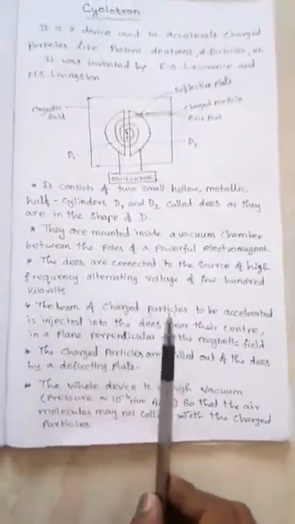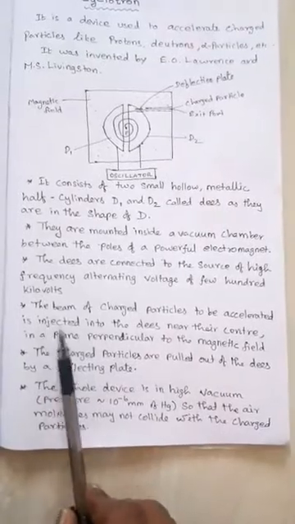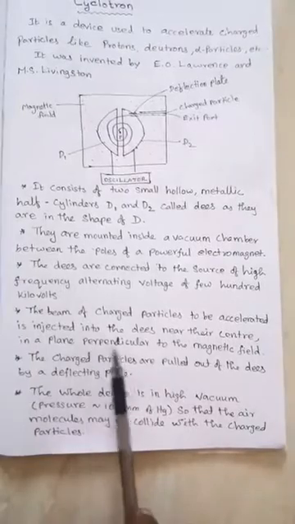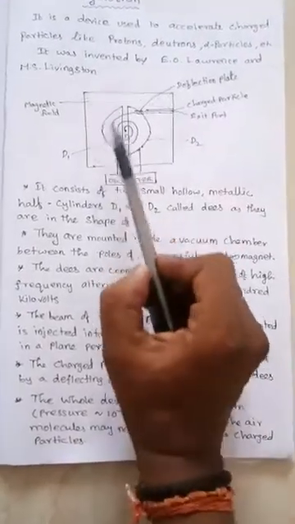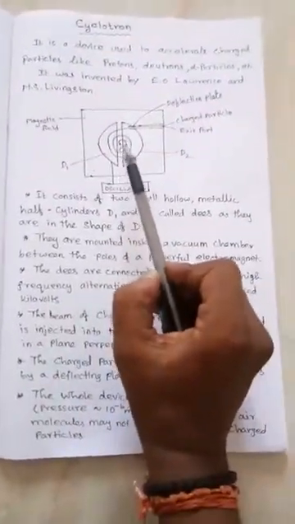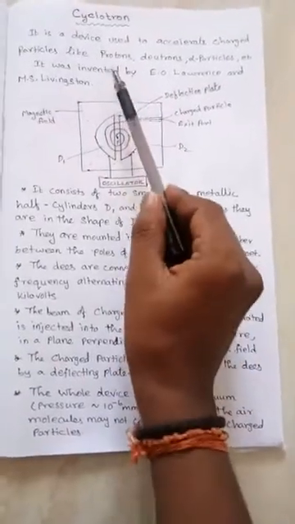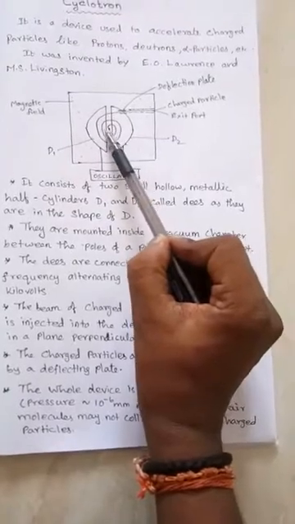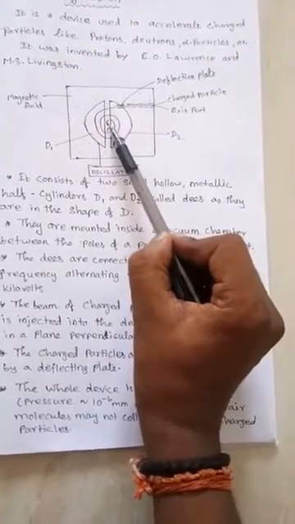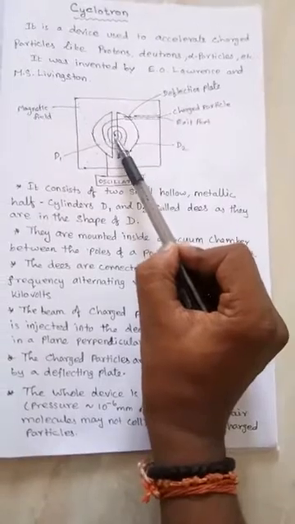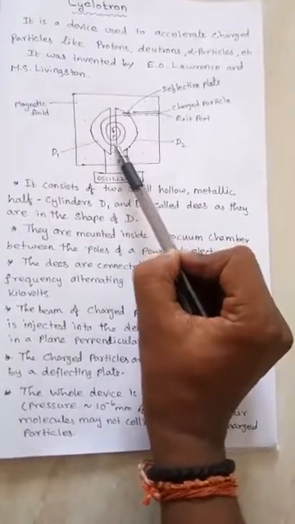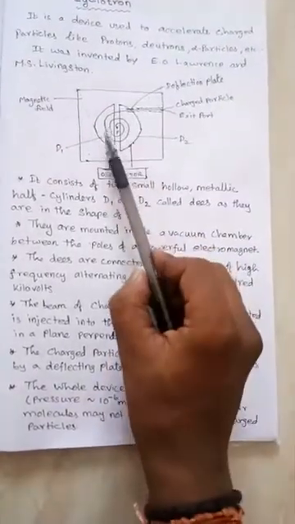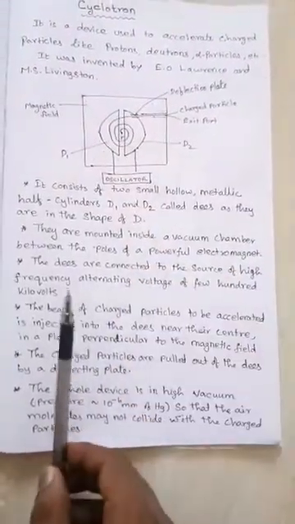The beam of charged particles to be accelerated is injected into the Ds near their center in a plane perpendicular to the magnetic field. For example, if you want to accelerate a proton or deuteron, the proton is placed inside the two Ds at the center. It is injected inside the Ds, perpendicular to the magnetic field.